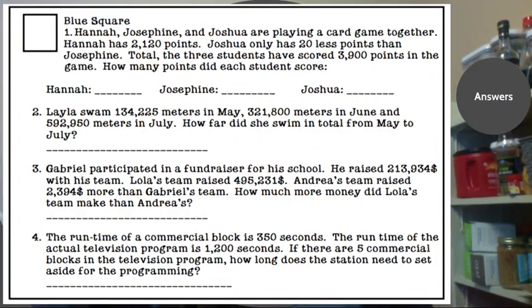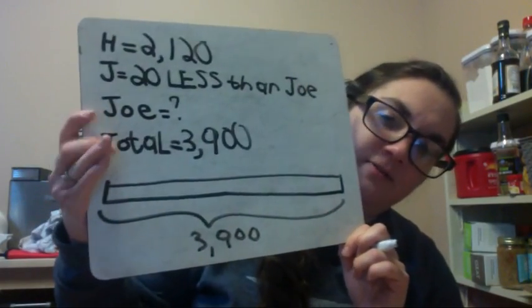So the first thing I'm going to do is I am going to draw a big giant bar because I know that the total amount here is 3,900 points. So let me show you what that looks like on my whiteboard so far. So I've accounted for this total right here.